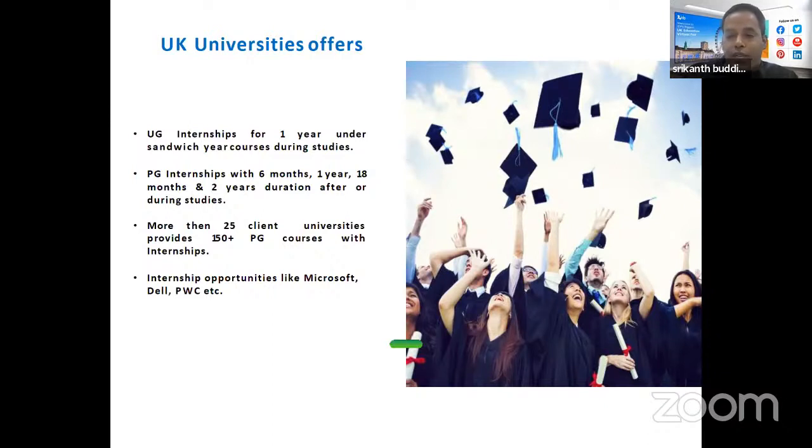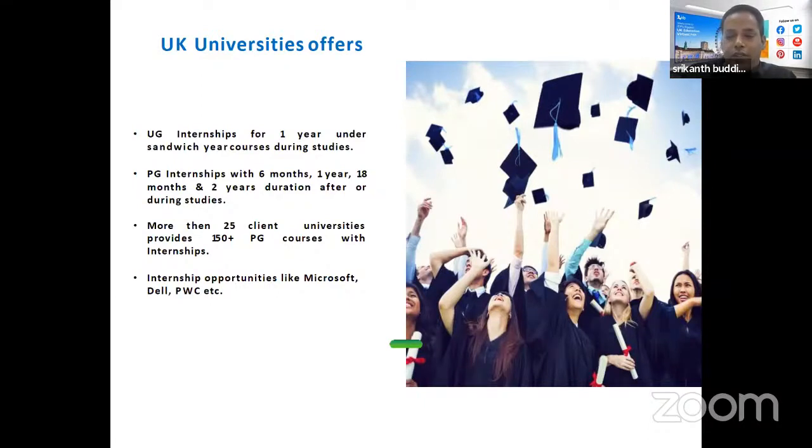We have two types of universities in the UK. One is modern universities and another one is Russell Group universities. The major advantage is there is no need of IELTS or GRE for the UK. Straight away, you can apply to the UK universities and you will get an offer. If you have English marks of 70 in your intermediate, from a state board or central board, there is no need of IELTS.